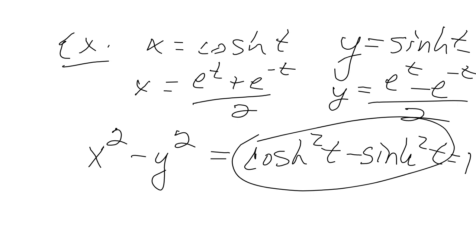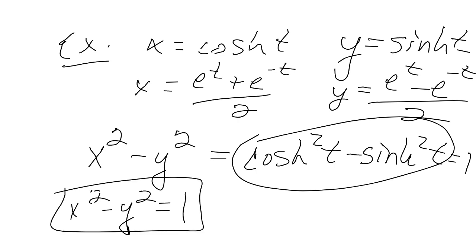Anyway, so we've got x squared minus y squared equals 1, kind of hiding the variable t there. And so if I was going to graph this, anybody remember what that looks like?